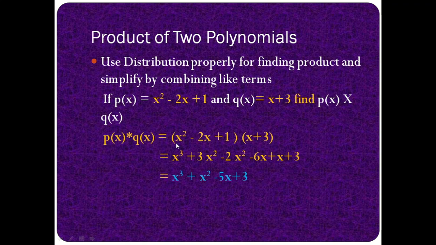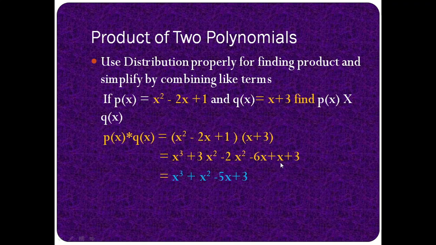So for example, x square into x is equal to x cube. Another one is x square into 3. x square into 3 is equal to 3x square. Then another term is minus 2x. So multiply this term with the two terms. So minus 2x into x is minus 2x square. Minus 2x into 3 is minus 6x. Then another term is 1.